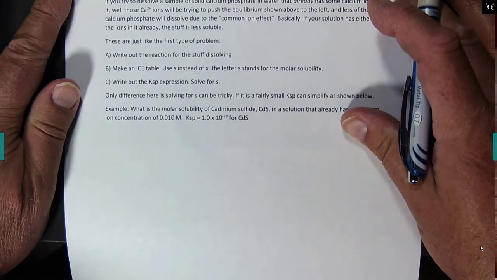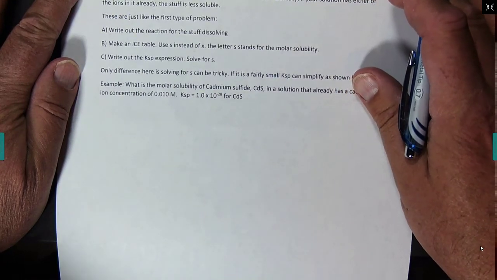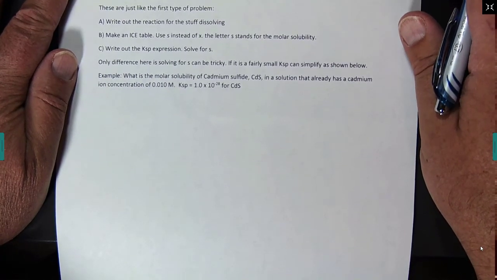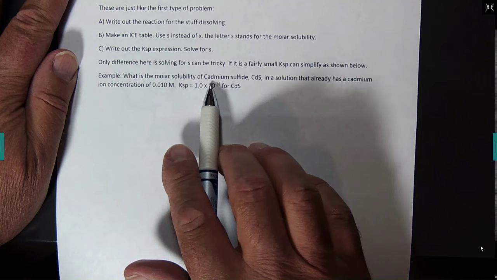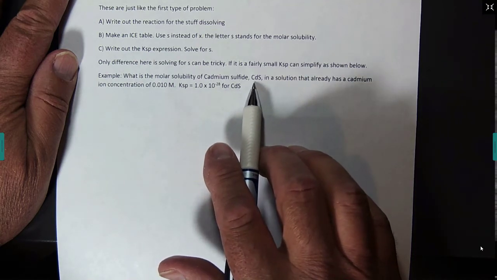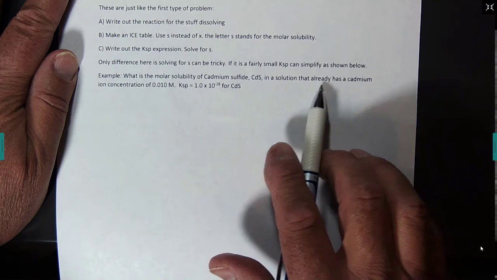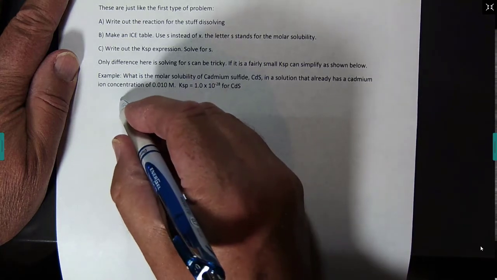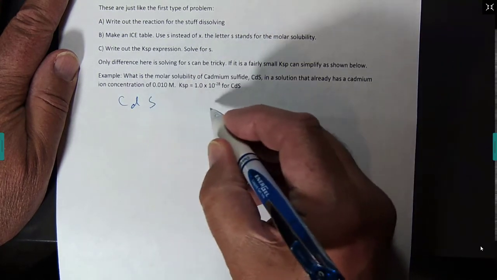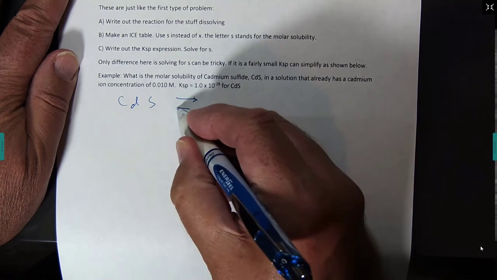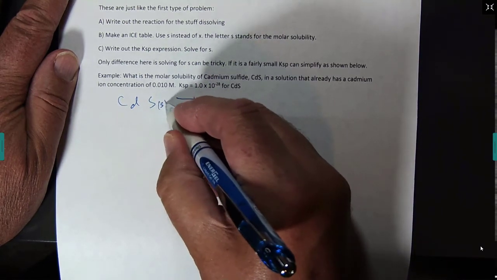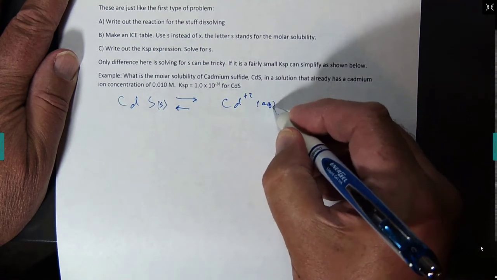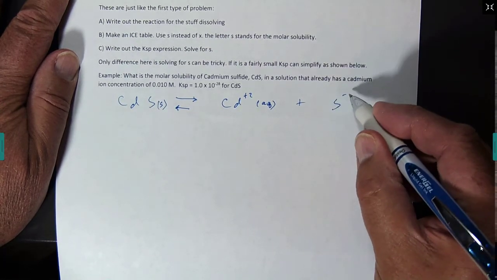So here's our example. This one's right out of the OpenStax textbook. I couldn't think of an example off the top of my head. So anyway, what is the molar solubility of cadmium sulfide in a solution that already has a cadmium concentration of 0.010 molar? So write out the reaction. Cadmium sulfide, solid, dissolves to give you cadmium ions and sulfide.